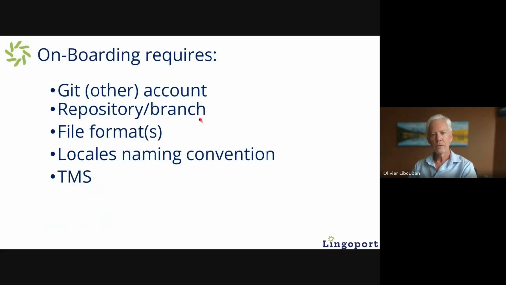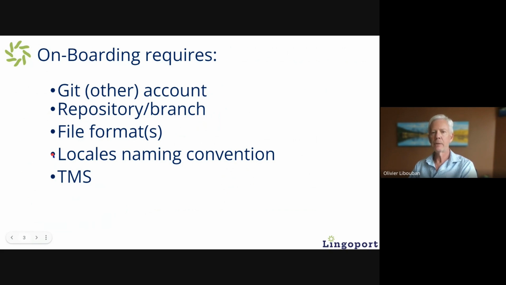What do you need in order to onboard a project with Localyzer? First of all, you need access to a Git repository from Localyzer. So that's typically a Git account that has read and write access to the repository and its branches. The repository and branch is going to be the key to finding files, and those files are going to be found based on their file format. So maybe they are JSON files, maybe they are properties files, maybe they are YAML files.